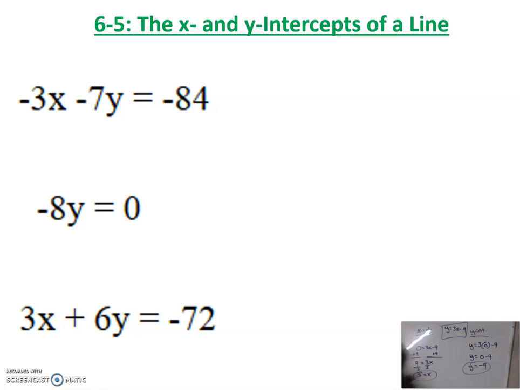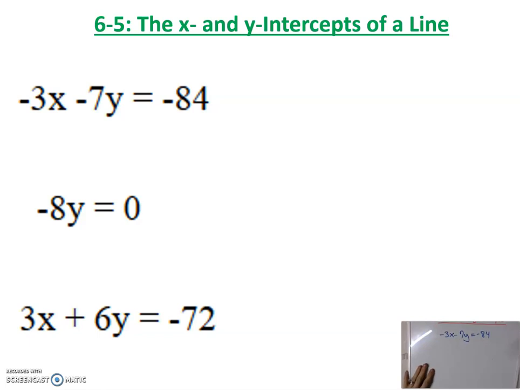So again, I'm trying to find the x and y intercepts for the following linear equations. So, I'll switch it up. Let's do blue. All right. My first problem here, can you guys see that? Is negative 3x minus 7y equals negative 84. So again, my directions are to find the x and y intercepts.